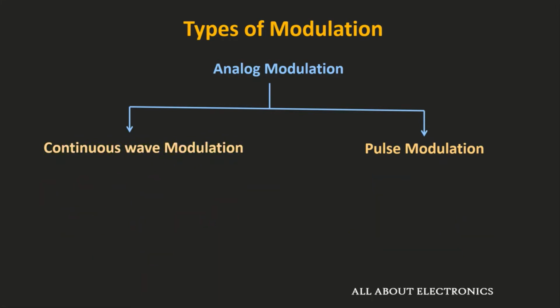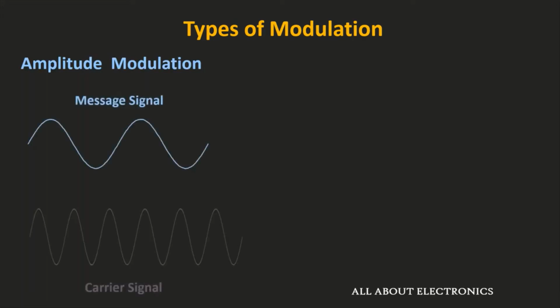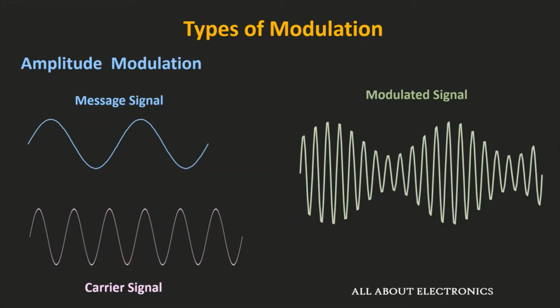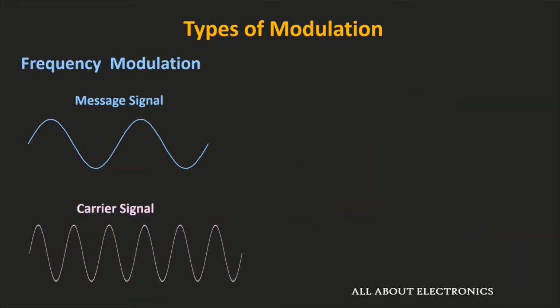So mainly there are three types of modulation, that is amplitude modulation, the frequency modulation and the phase modulation. So in case of the amplitude modulation, the amplitude of the carrier wave changes according to the message signal. So if this is the message signal and the high frequency signal is the carrier signal, then the amplitude modulated wave would look like this. So as you can see over here, the shape of the carrier wave changes according to the message signal.